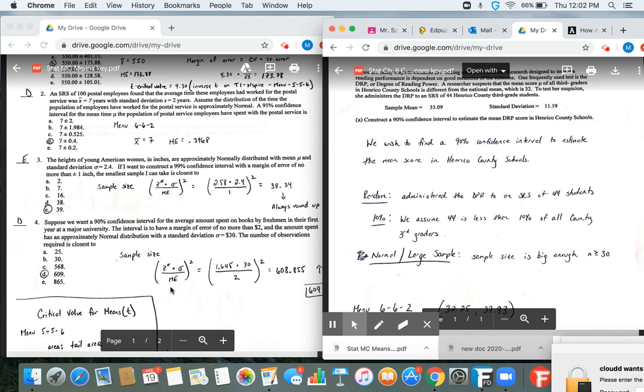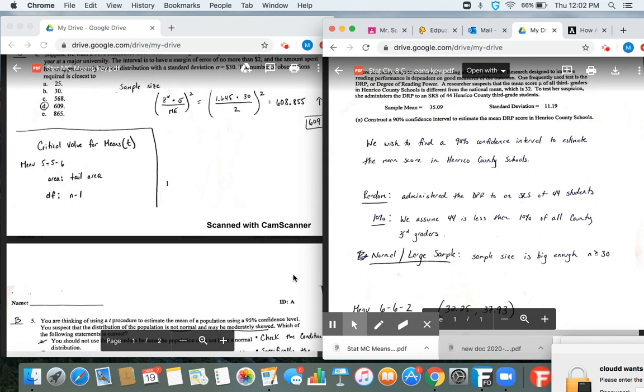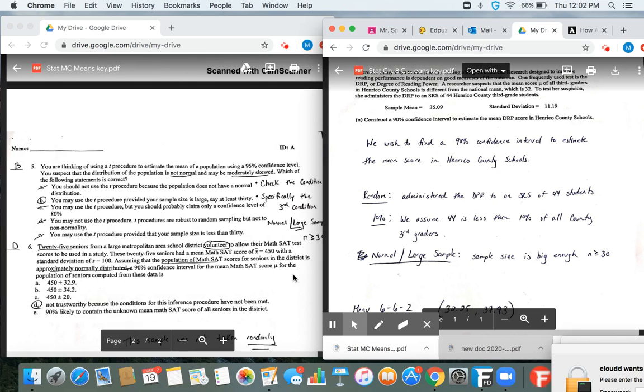Number 4 is the same thing. You're given the same type of information. However, notice here, 90% confidence. Your Z critical value is different. It's 1.645. All right, but the same formula, and we're going to round our answer up. And I saw a lot of people get these two questions right, which I was happy to see on this practice assignment.